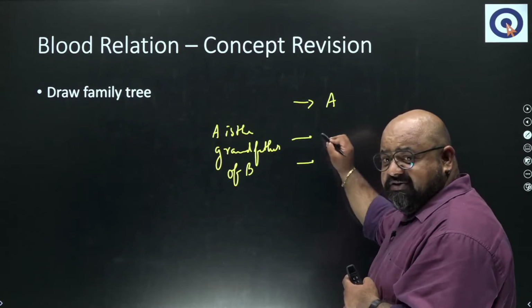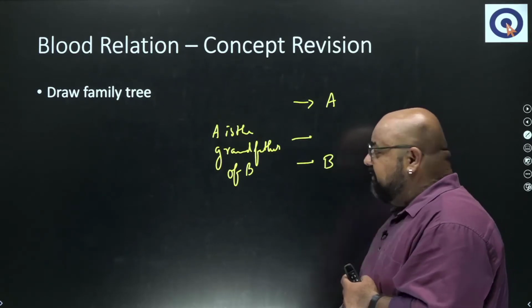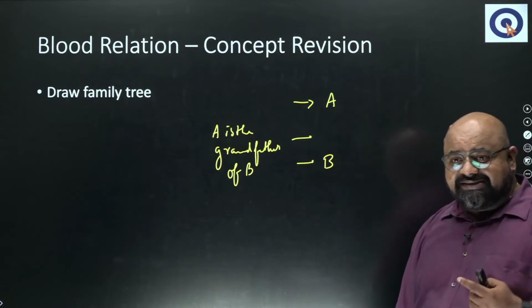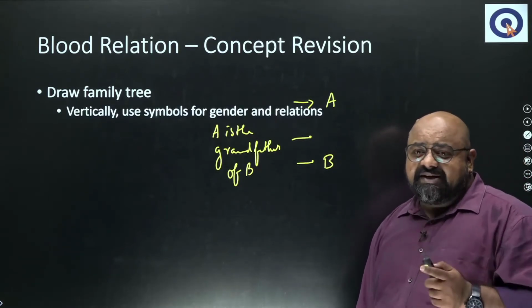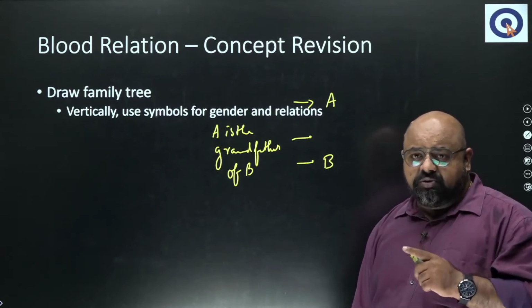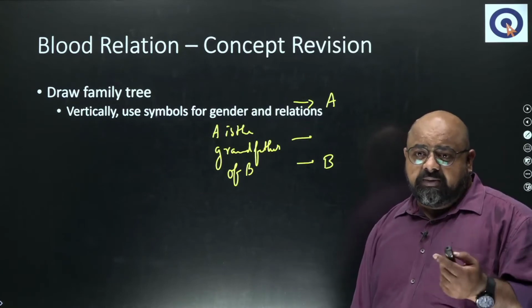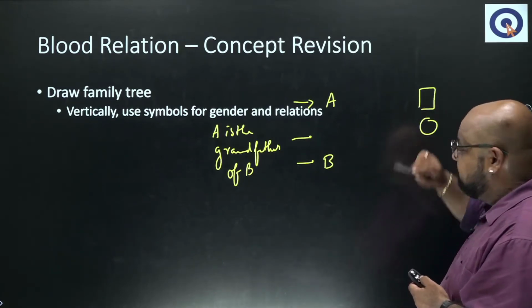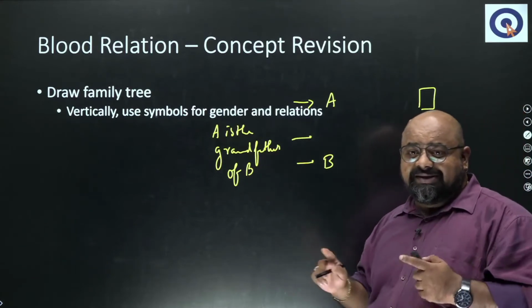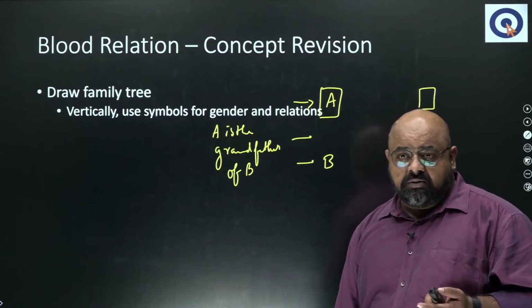The next generation will be the sons and daughters of A. The third generation would be the grandchildren of A. Wherever there is a relation, I would use some symbol to show the relation. Also, please make sure you use some symbol for gender. For males, I'm using, say, a square. For females, I'll be using a circle. Because I know that A is the grandfather, I put a square here. A is a male for sure.